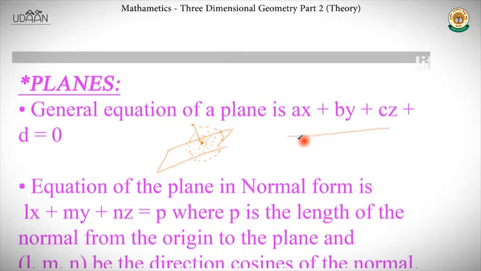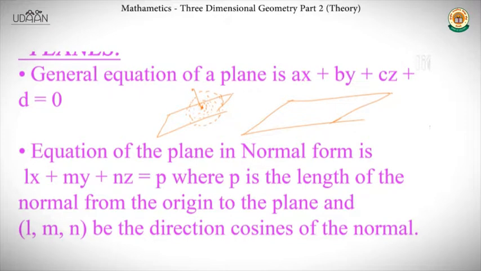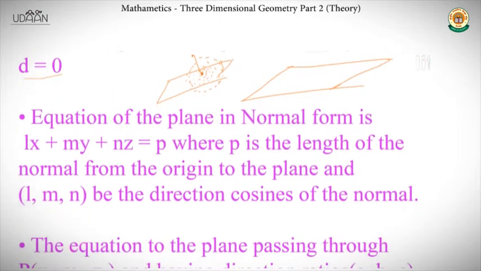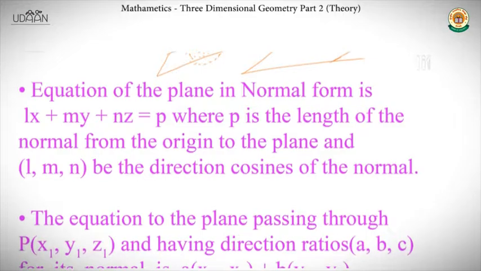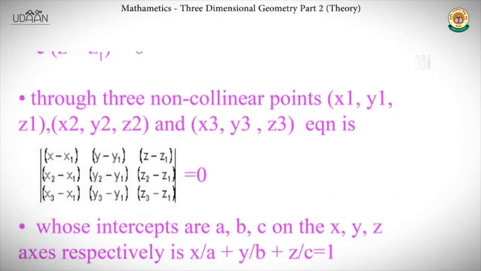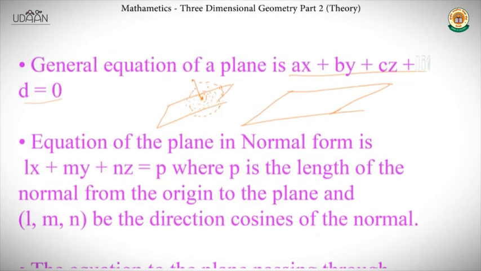Plane is basically a surface, a horizontal surface or a vertical surface, or say any inclined surface. Planes are represented in 3D, and the general equation of a plane is ax plus by plus cz plus d is 0. Now, there are equations of planes in various forms, and we'll take a quick glance over them.